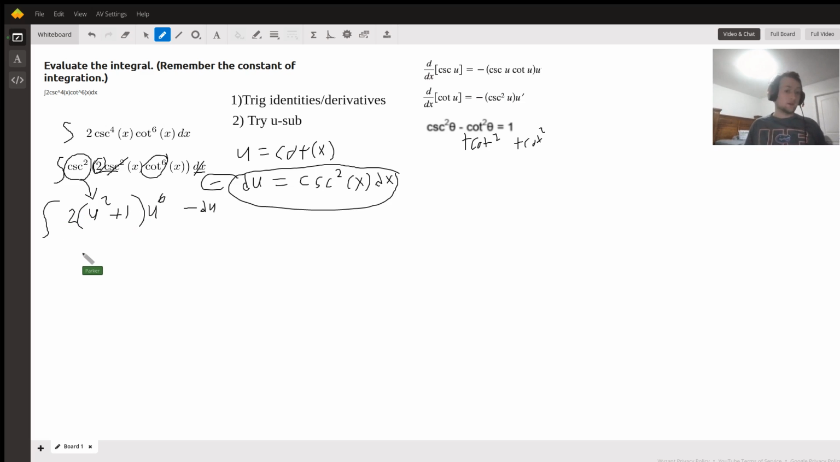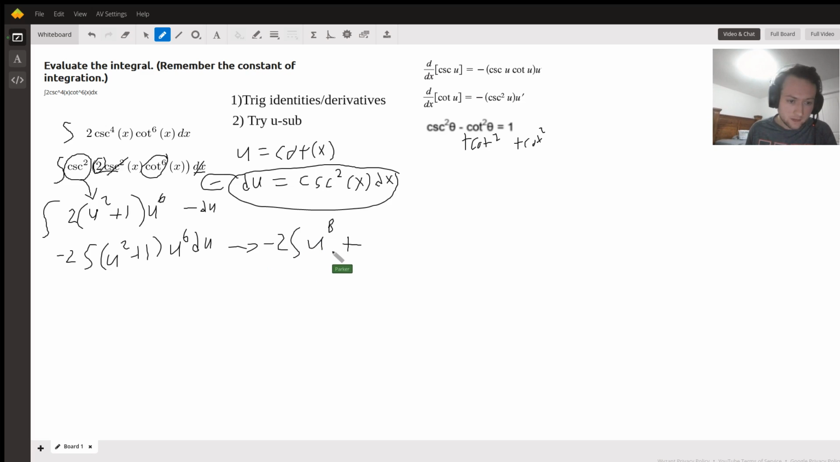And now this is just a basic polynomial. We have -2. We're going to drag that out of the integral. U squared plus 1, all times u to the sixth. Once again, making sure that you have the parentheses right. We multiply this out. We get u to the 8 plus u to the 6 du. And then that is -2 times u to the 9 over 9, plus u to the 7 over 7, plus c.